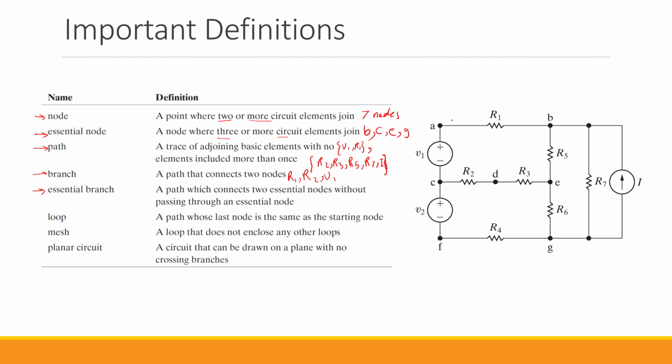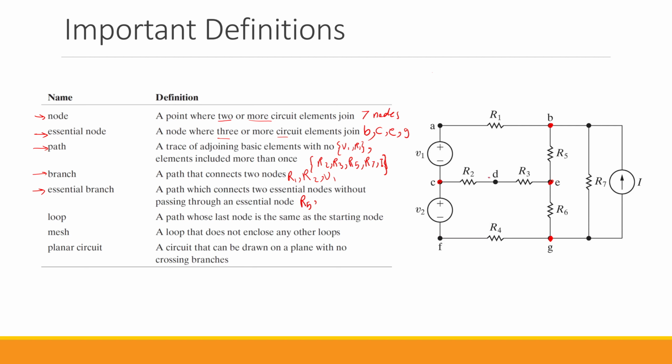So let's say we have B, C, E, and G as the essential nodes. What is the essential branch that connects B and E together? The answer to that is R5. So that is an essential branch, even though it's only one component.